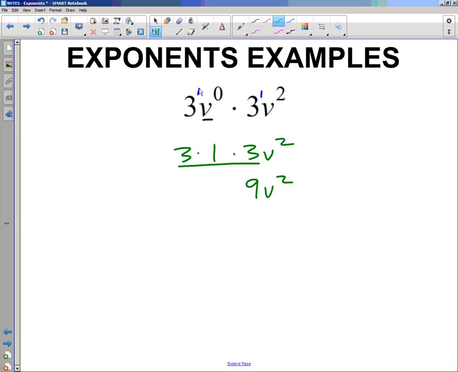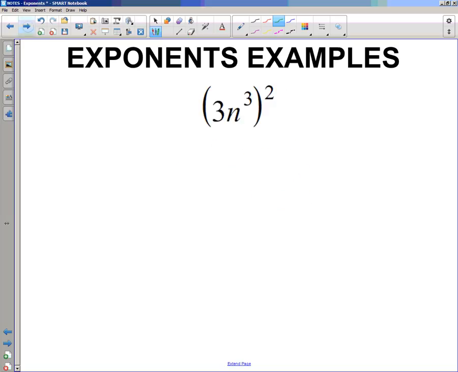And at this point, we're actually finished. That's as far as we can go. There's nothing else that can be combined together or simplified. So 9v squared. Perfect. Moving on to the next example.